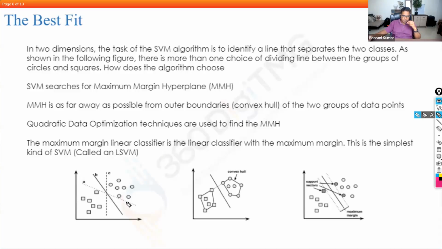If we have A as a classifier, then a circle which falls here would be misclassified as a square, because anything which falls below this dotted line would be a square. So this point would be misclassified. Though it is a circle, it will be classified as a square. And if you have a data point here, say it is a square, since it's falling above this dotted line A, it will be classified as a circle. That would be a misclassification.